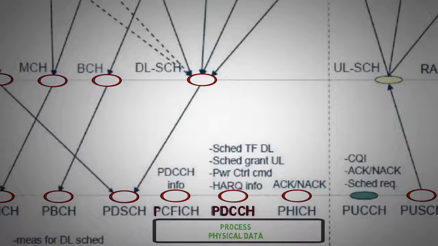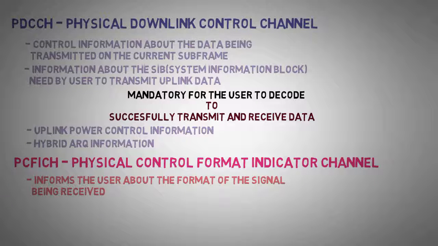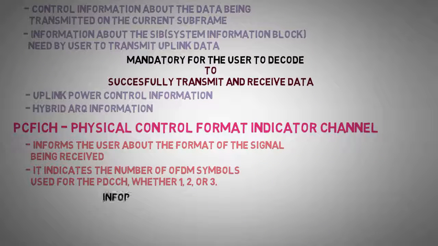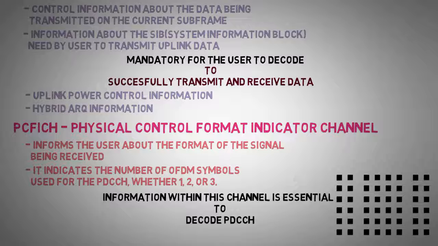Physical control format indicator channel, as the name implies, this channel informs the user about the format of the signal being received. It indicates the number of OFDM symbols used for the PDCCH, whether 1, 2, or 3. The information within this channel is essential to decode PDCCH, because the user does not have prior information about the number of resources to be used in the OFDM grid.